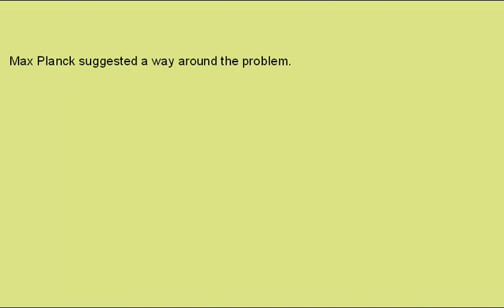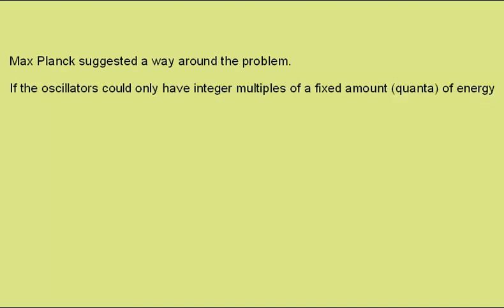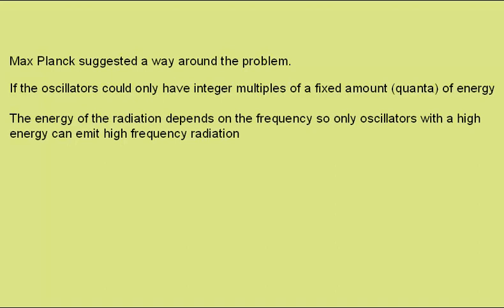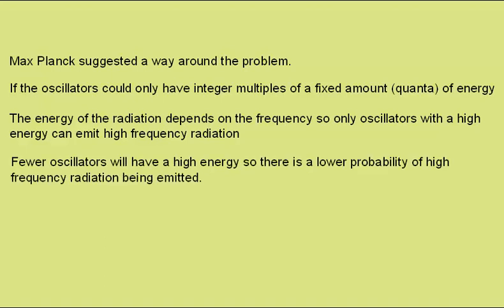Max Planck suggested a way around the problem. If the oscillators could only have integer, or whole number, multiples of a fixed amount, which was called a quanta of energy, the energy of the irradiation depends on the frequency, and so only oscillators with a high energy can emit high frequency radiation. But fewer oscillators would have a high energy, and so there would be a lower probability of high frequency radiation being emitted.